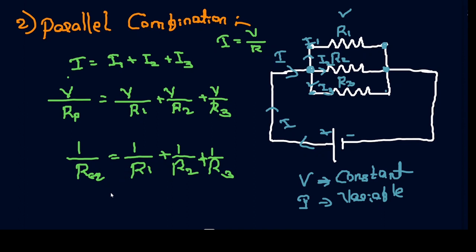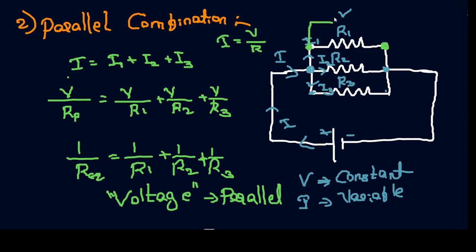So voltage has to be connected in parallel to any device, because we need to measure the potential difference between 2 points, right? So to connect it, I have to connect the voltmeter from here to here. So it is nothing but a parallel combination. Now you might have understood why we have to connect the ammeter in series and the voltmeter in parallel.